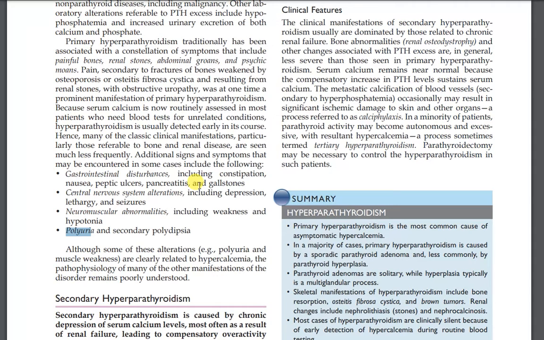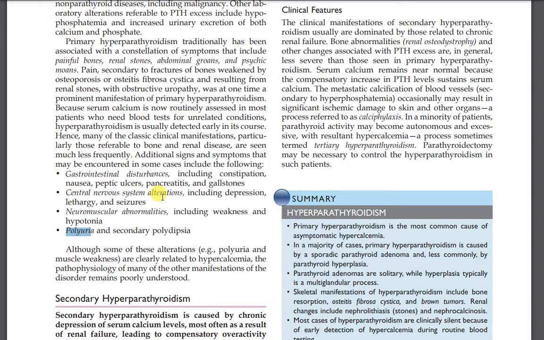Because all of this is based on calcium level, and increased calcium level causes the overactivity of smooth muscles. That's why constipation, nausea, and peptic ulcers might be present, because abnormal contraction of smooth muscles happens. Gallstones, by the same reason as in kidney stones, but much rarer than in kidney, because gallstones are not based on calcium level.